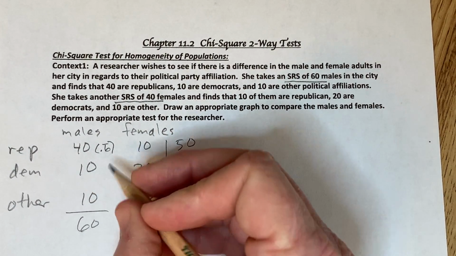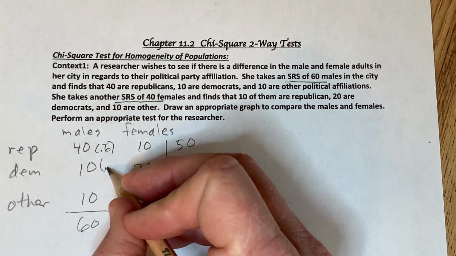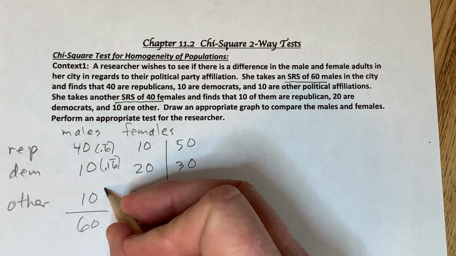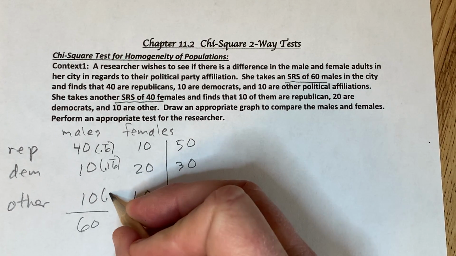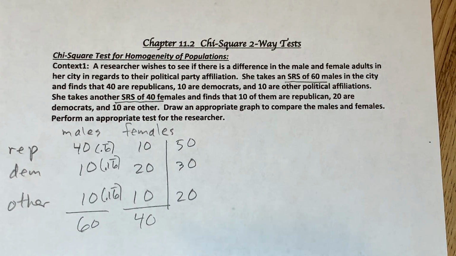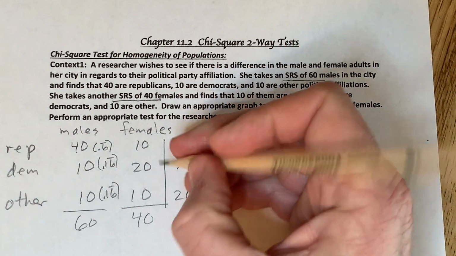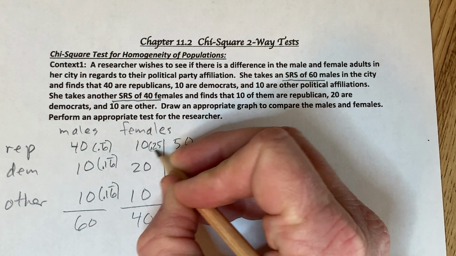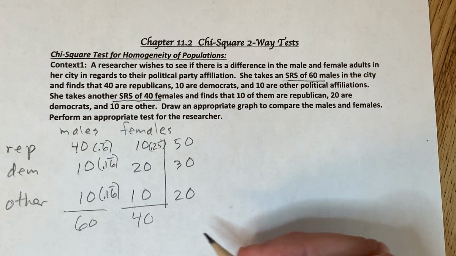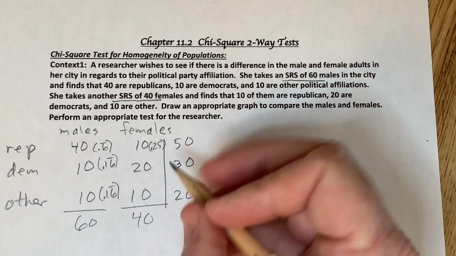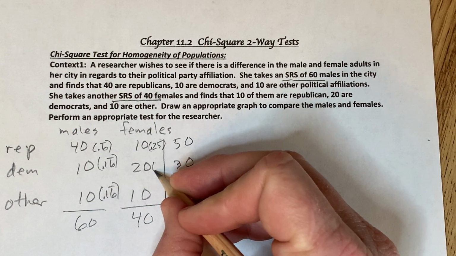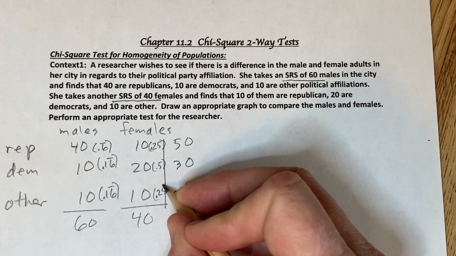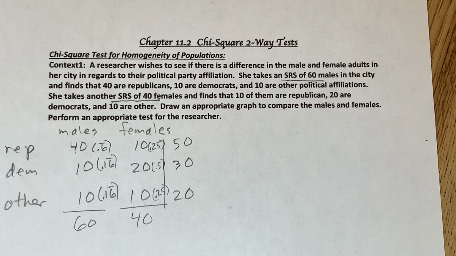Then 10 over 60 would be 0.16 repeating, so about 17% of the males are Democrats. And 10 divided by 60 is again 0.16 repeating, so about 17% of the males are other. Similarly with females, 10 out of the 40 is 25%, 0.25, of the females in this sample who are Republicans. For Democrats, 20 out of 40, which is 50%, and then 10 out of 40, 25% of the females, are other political party affiliation.